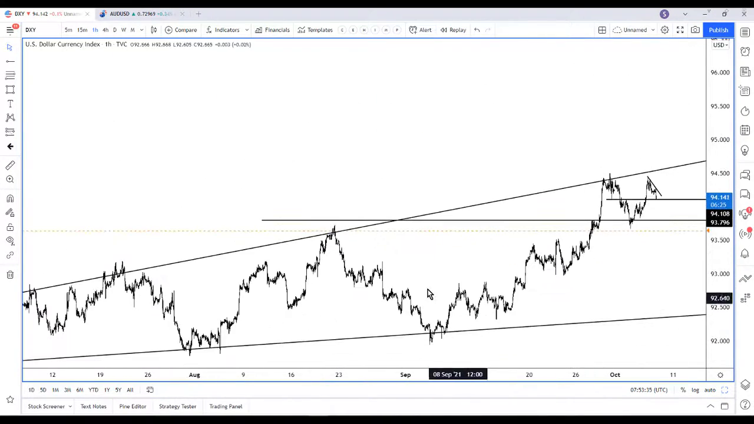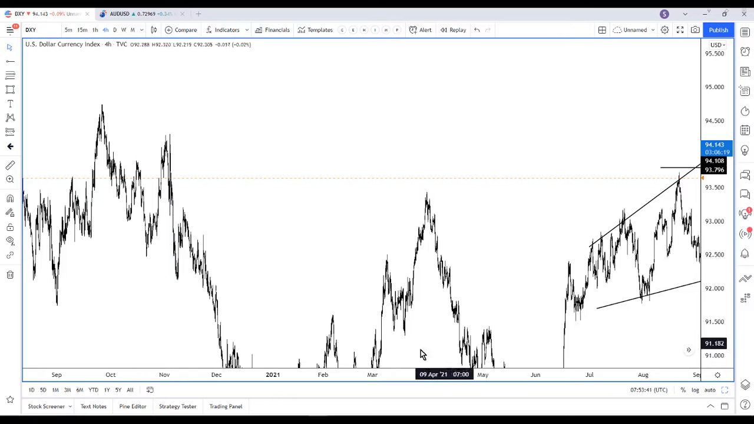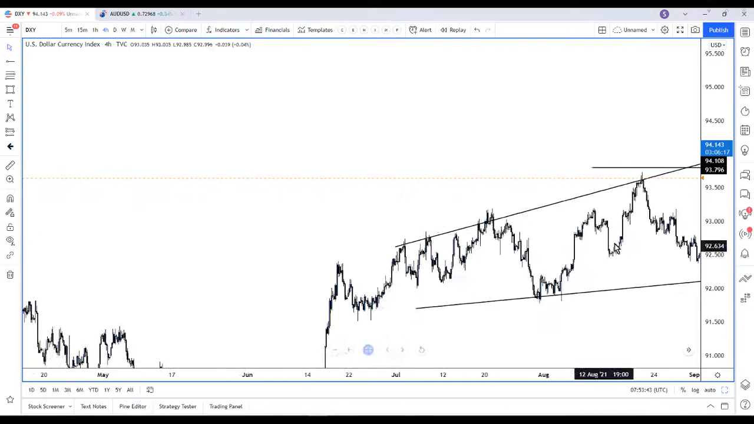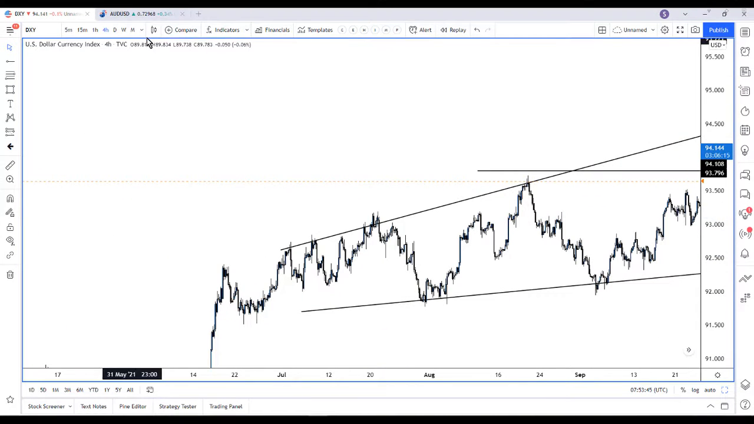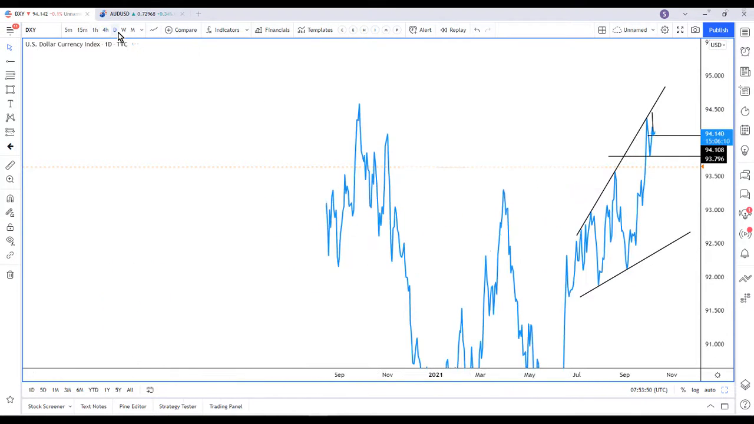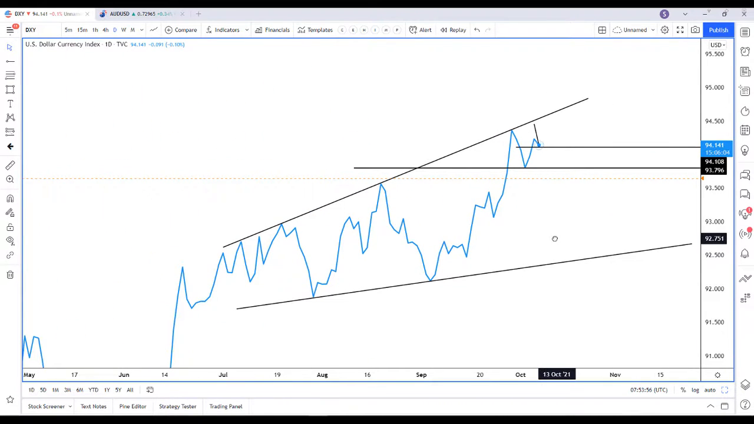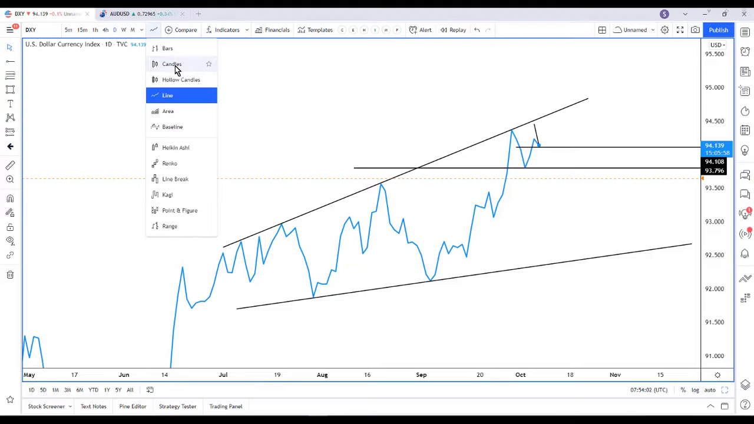If I just put on, should I put on the, yeah, I'm just looking at this wondering why I haven't used my tips of wicks, but what I did was used a line chart. I think it was on, yeah, on the daily. Okay, so it's possible we could come back up into the structure here, or at least test this high. Let's put that back on.